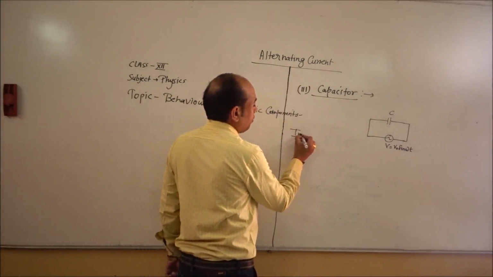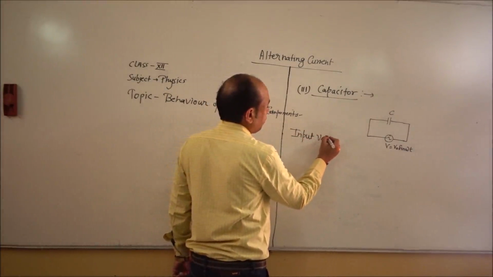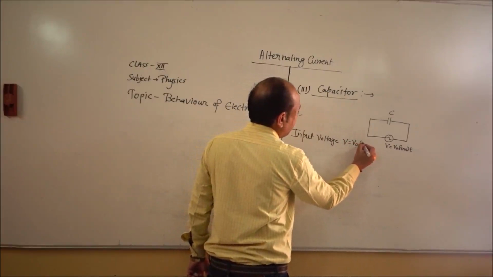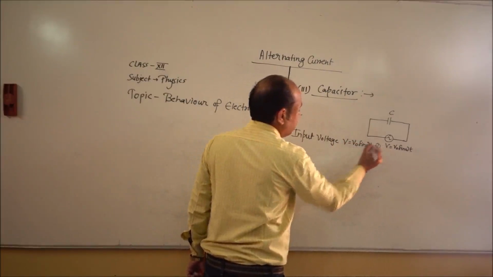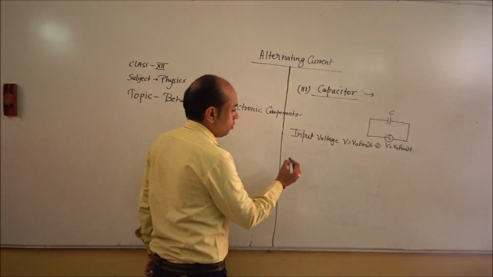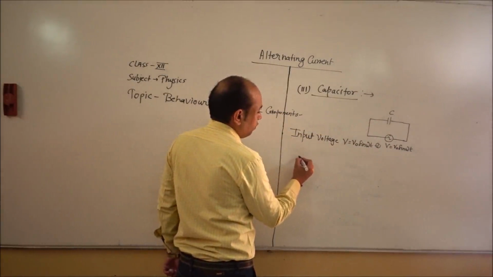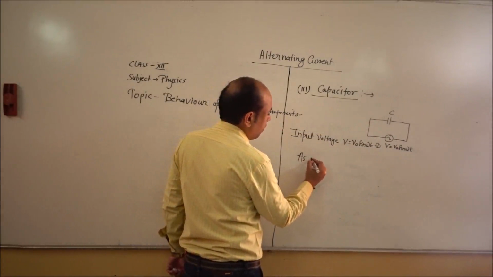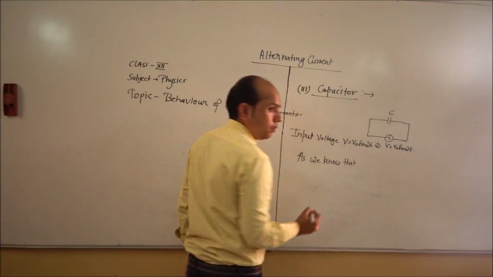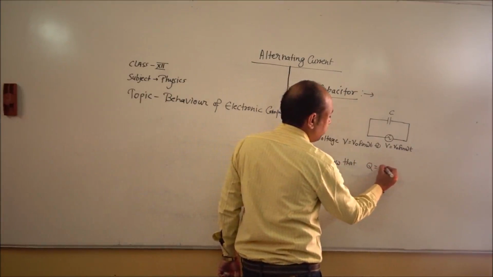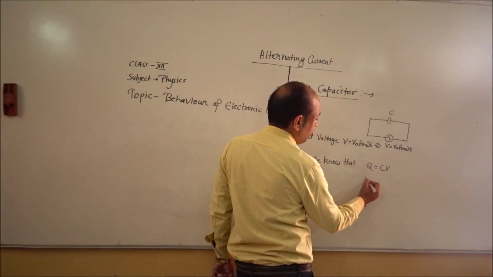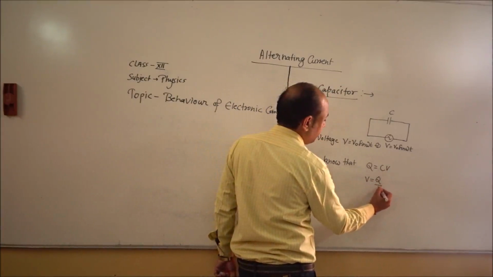So input voltage V is equal to V naught sin of omega t. This is the input voltage. And again we come to the capacitor in order to get the current. As we know from the capacitor, Q is equal to CV. This is the relation between charge and potential. So if you find the voltage from here, V is equal to Q by C.